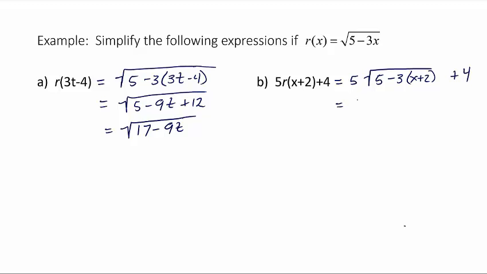So let's clean up the radicand a little bit. We've got 5 minus 3x minus 6 plus 4. Okay, so 5 minus 6 is negative 1. So we have negative 1 minus 3x plus 4. And there's nothing more we can do with that. We've got to leave it alone.